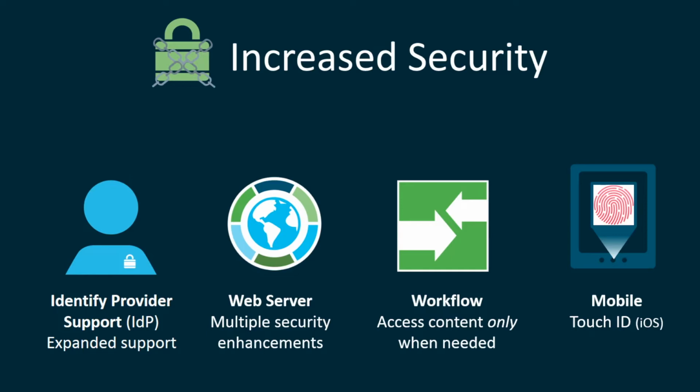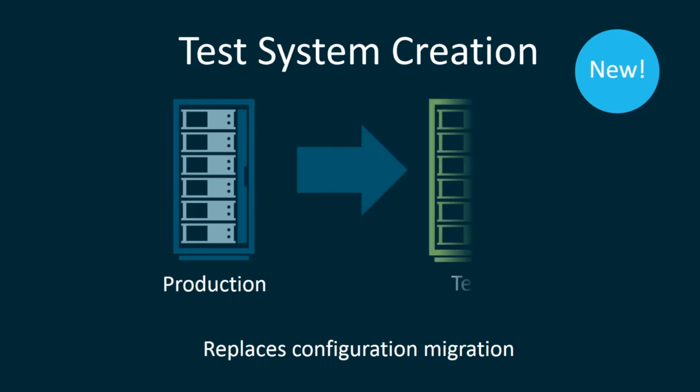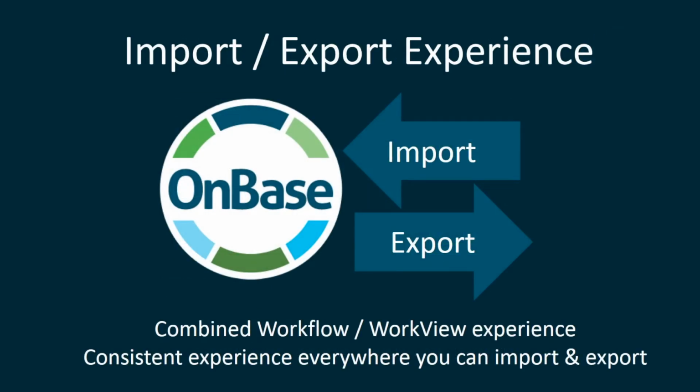There are two fantastic things to talk about in OnBase 18 as regards the migration of systems and configuration. The first of these is a new feature called Test System Creation, which replaces configuration migration. This is a significantly improved approach to allow you to replicate your production environment into a test system, and it can also be scripted. The other highlight here is that we have reimagined our import and export experience.